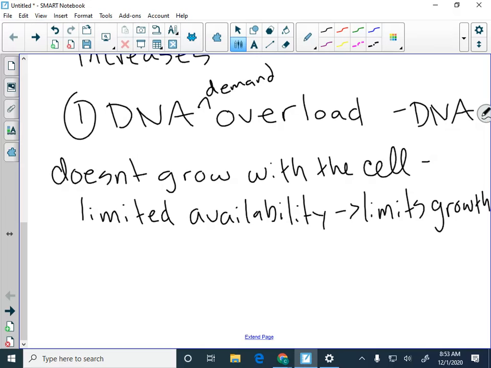So that's number one reason. We don't have enough instructions. If we had one set of blueprints and like 3 different architectural companies were using them, we might have some issues with getting that information where it needs to go. Number 2 comes with exchanging materials.